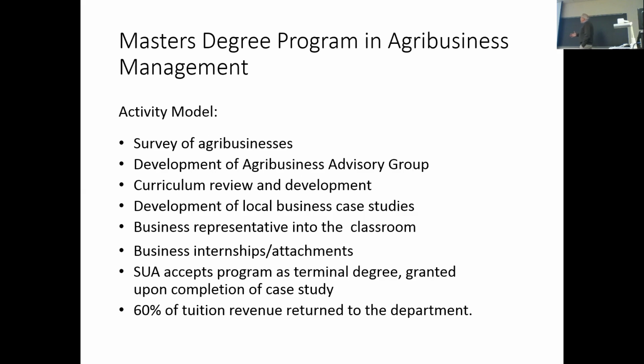But our activity model was, we started off with a survey of agribusiness where we got the faculty to go out, came up with a sampling frame of private companies in three different regions of Tanzania, set up appointments, and went out to talk to people. Asked them, number one, what's the product line, what's the size of the company, some of the general business questions, but also, would they be willing to participate in an advisory body for the university?